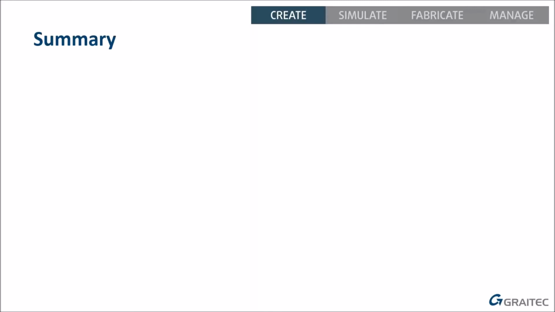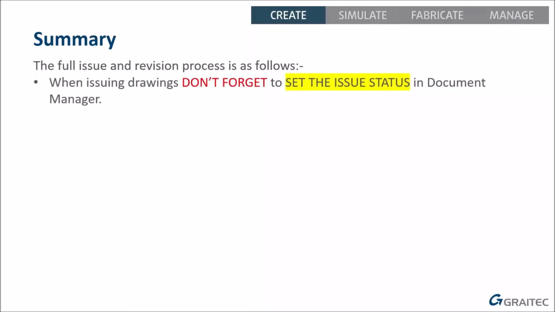The system's doing all the hard work for you, tracking what's changing and what needs updating and what needs issuing, as long as you just remember a couple of simple commands in the right sequence. So let's just revise and double check that sequence again. The first thing is when you issue your drawings, don't forget you must set the issue status in Document Manager. That is key to having that efficient workflow.